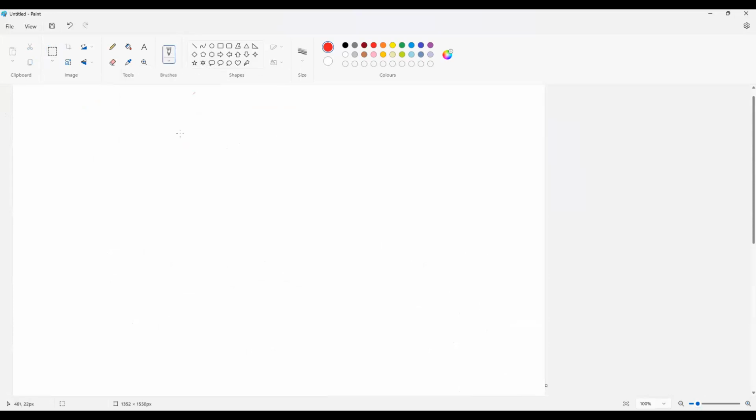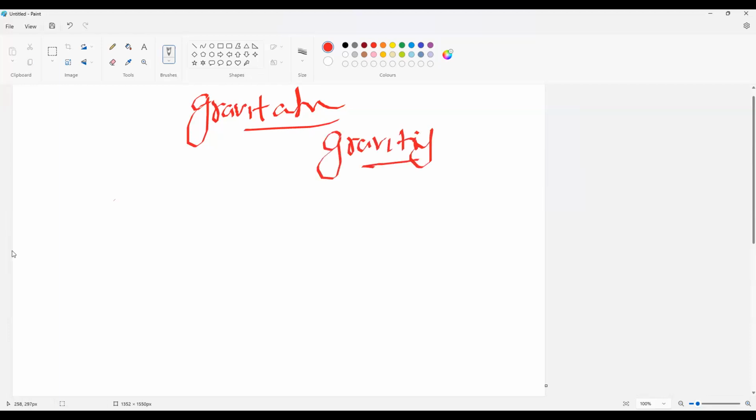Now let us see what we are learning here: gravitation. When we are learning gravitation, we need to understand gravity, or we need to connect the formula to gravity. Yes or no, my dear? You're not telling me yes or no.